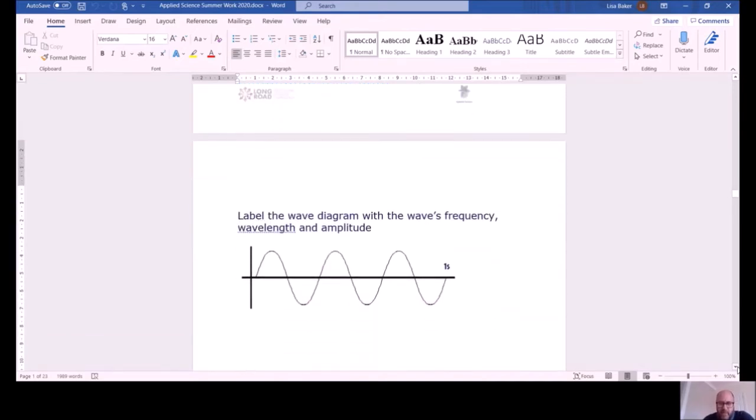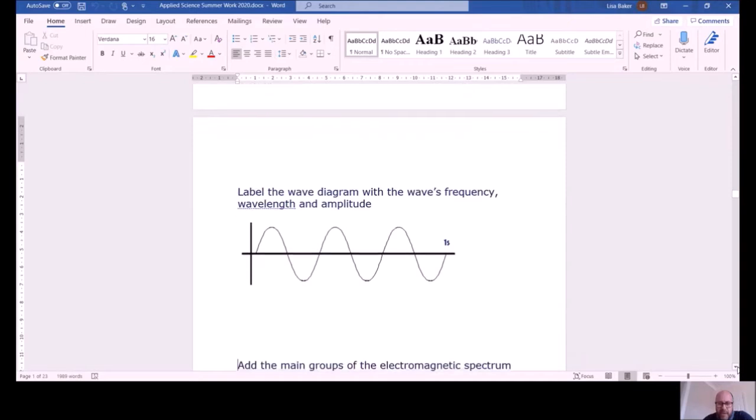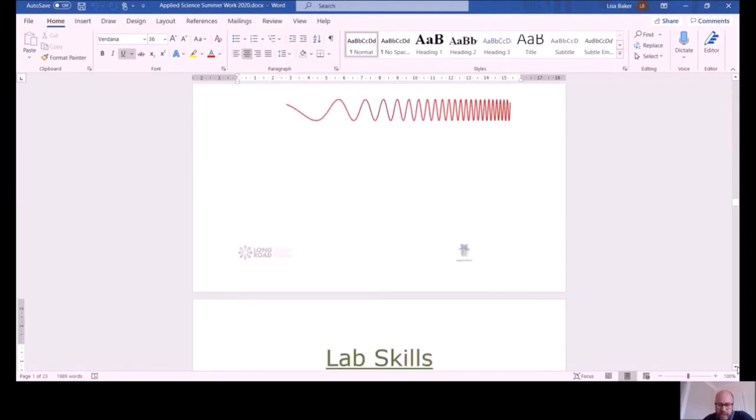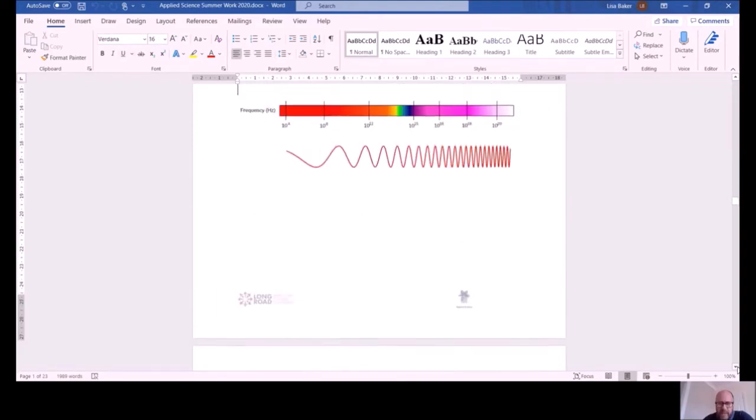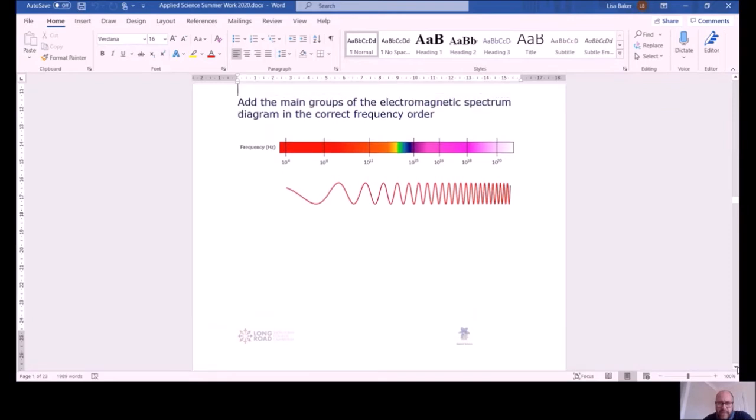We've got a wave diagram that needs labeling. So I'd like the frequency, wavelength and amplitude noted for that wave. Then a little activity on the electromagnetic spectrum. Okay, so can you remember the types of electromagnetic waves? Start off with those waves that have the highest wavelength or the lowest frequency, which is on the left hand side.